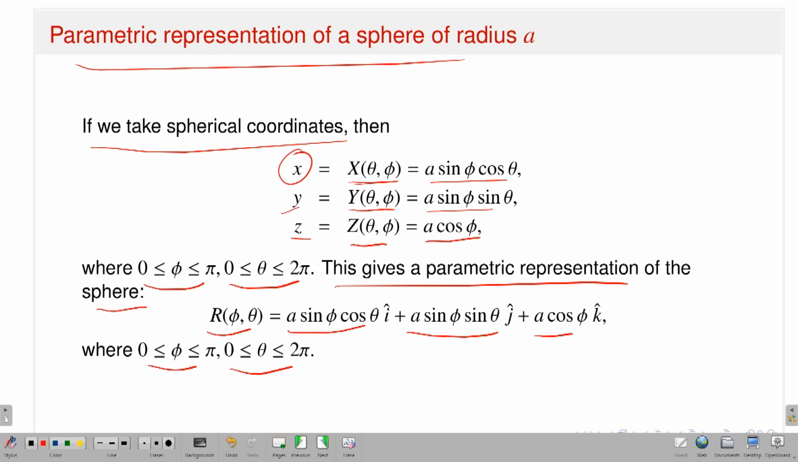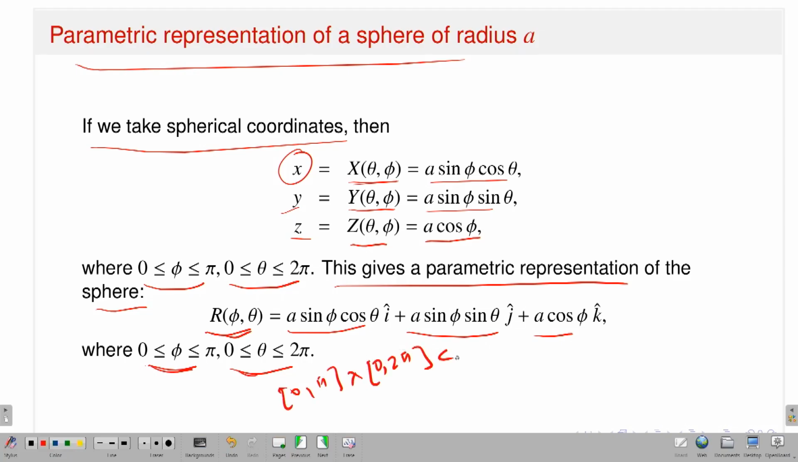Now if phi and theta vary in this region, then you can see it will produce a surface in R3, and this is called the spherical representation. And once I have a spherical representation, then this is the corresponding parametric representation of my surface. So this is called the parametric representation of a surface of radius a. That means your parameterization map, capital R, is a map from some square subset of R2. What is the square? 0 to pi cross 0 to 2 pi. This is the region 0 to pi cross 0 to 2 pi.